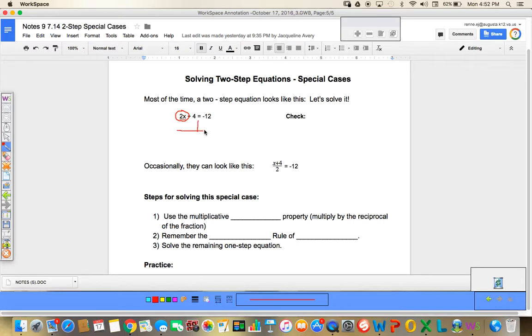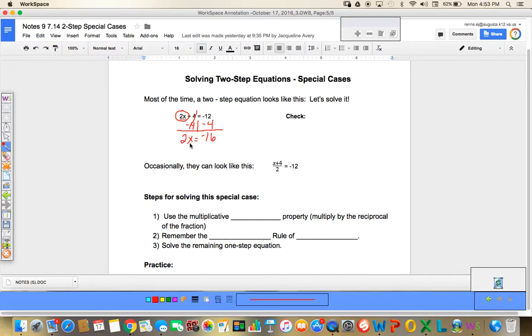I didn't mean to circle the plus sign there. Now we have to cancel out add 4, so the opposite of adding 4 is subtracting 4. 4 minus 4 is 0. Bring down your 2x. Negative 12 minus 4 is negative 16.